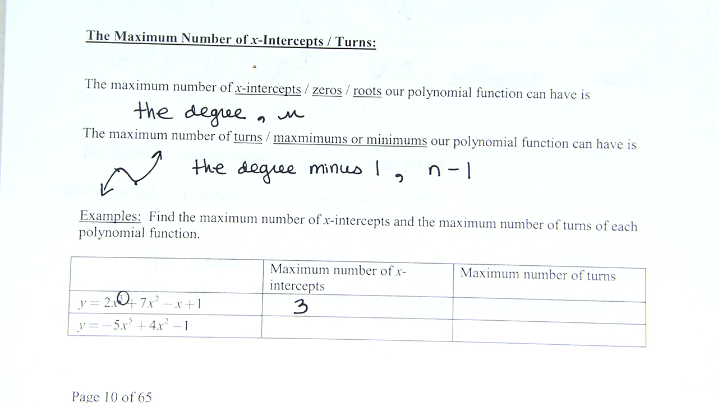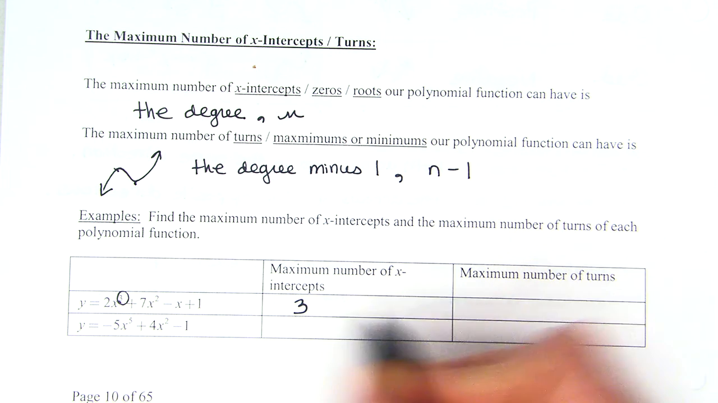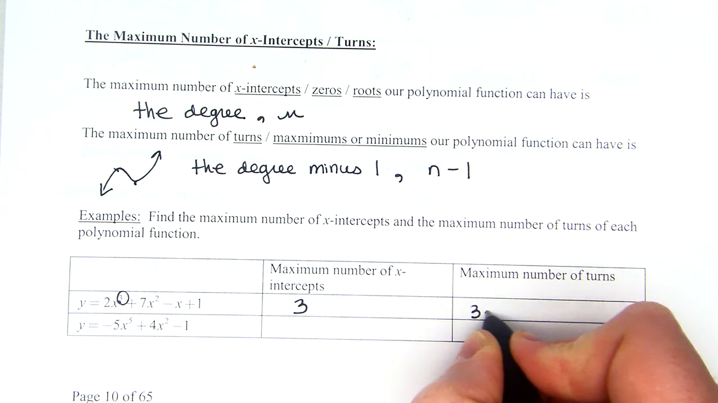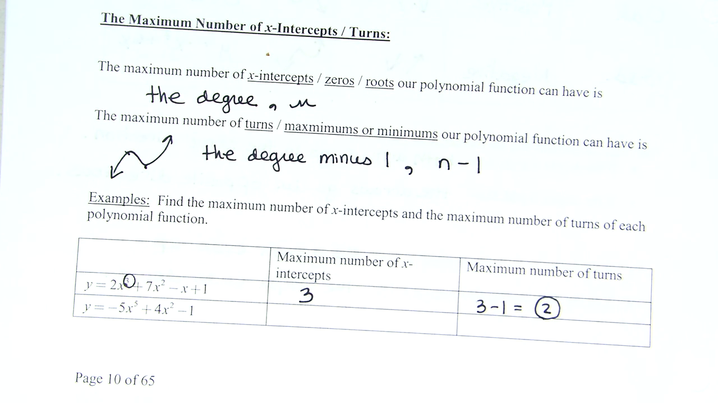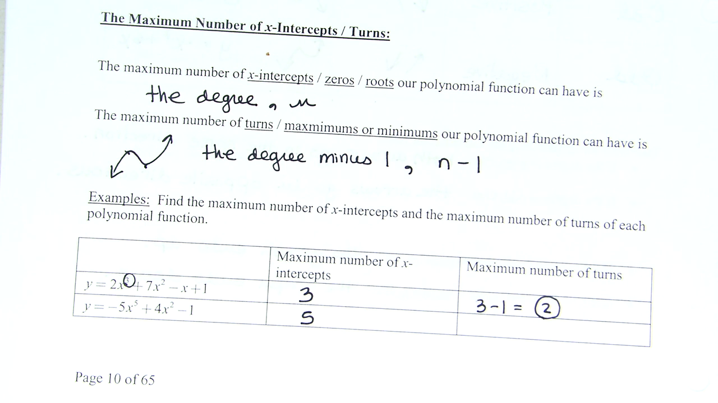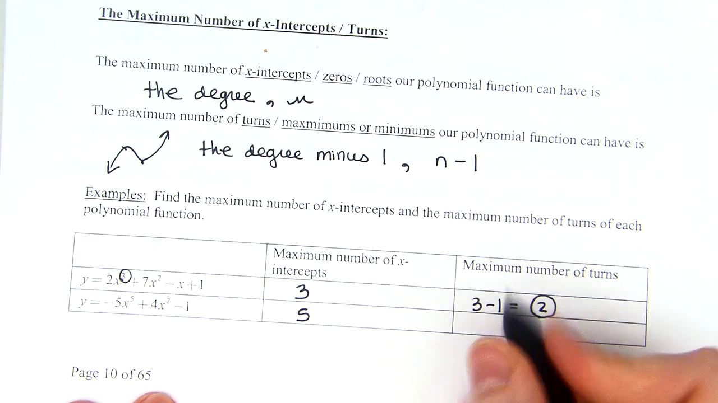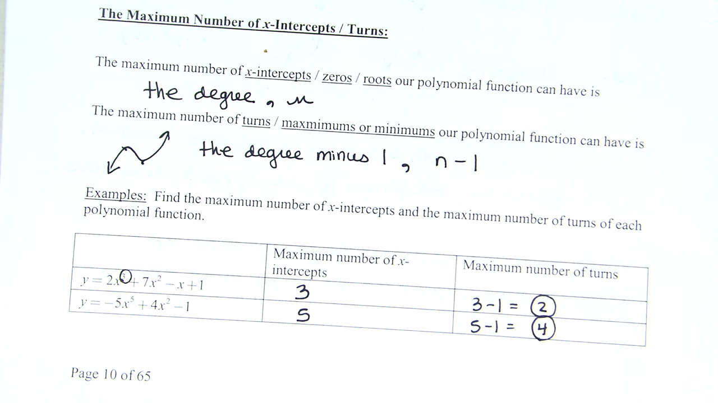Maximum number of turns. Well, the most number of times it can change direction, change from going up to going down or down to up, is the degree minus 1. 3 minus 1, I'm going to get 2. No, I don't have to see that calculation. You can just tell me 2. Take a look at the bottom one. Tell me the maximum number of x-intercepts. I think at most there are 5 x-intercepts over there. At most, how many turns? Degree minus 1, 5 minus 1. No, you don't have to write out that problem. You're just going to tell me 4.